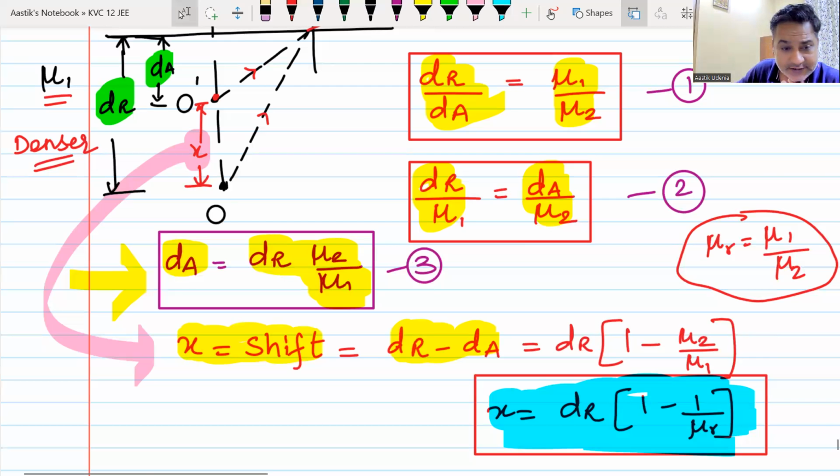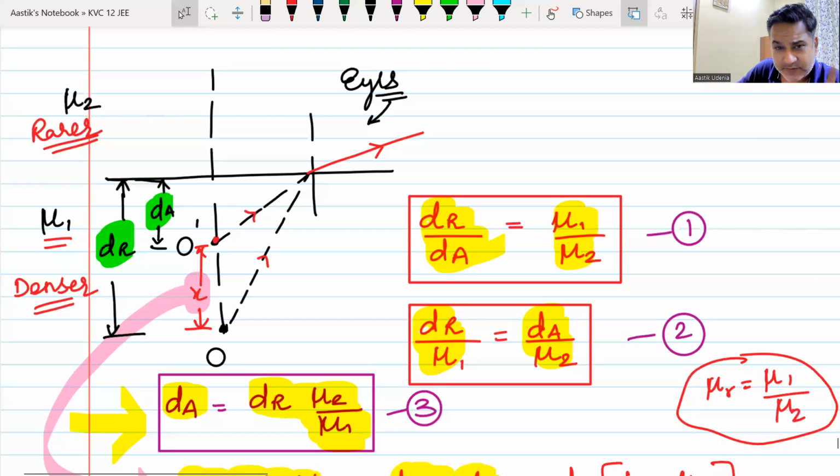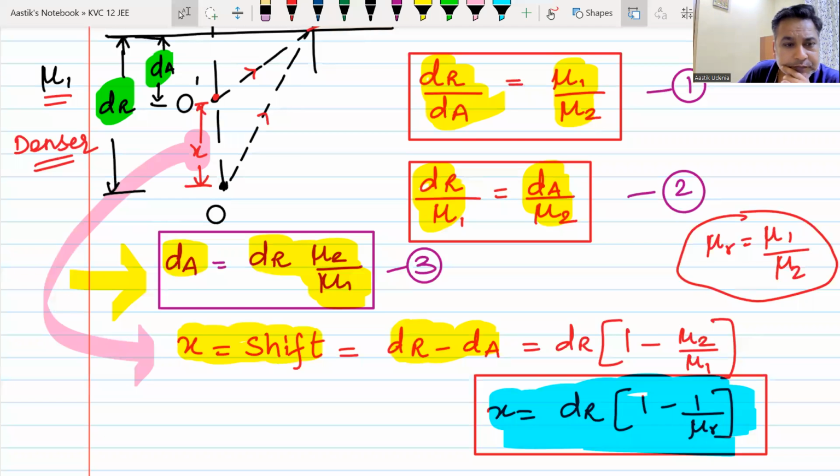Yes. This is the diagram. The only thing you have to remember in the diagram is what is dr, what is dA, and what is x. And then you have to remember the three formulas that I have given you. Has everyone noted it down? Yes, sir.